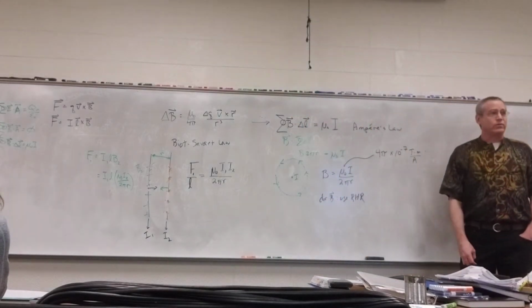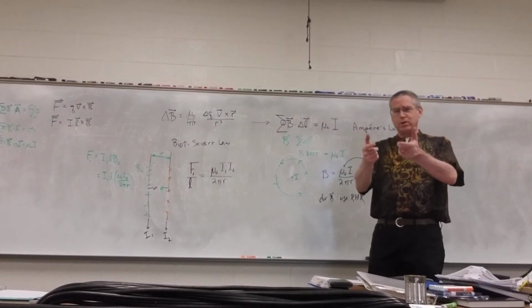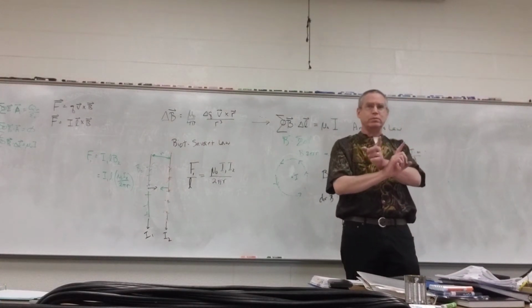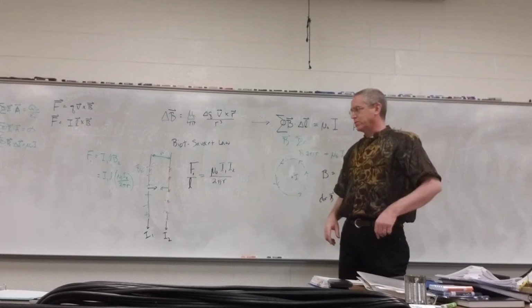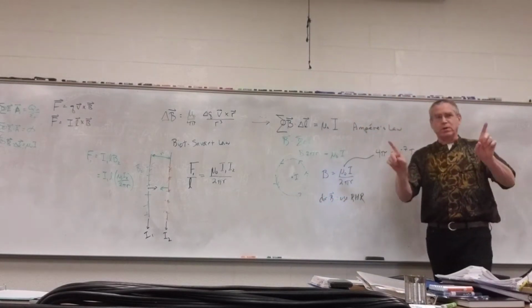If they weren't going in the same direction, then you could just take 2 wires, put a current through them, and get them to start moving, depending on which way you have it. They actually would come towards each other.